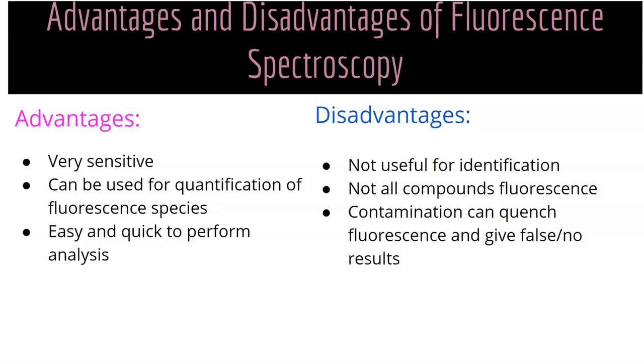What are some of the disadvantages? Well, it's not very useful for actual identification. Secondly, not all compounds fluoresce. Sometimes you can put the light to the compound with a probe attached to it and there is no fluorescence. And thirdly, contamination is an issue and it can quench fluorescence and give false or no results. And when I say quench fluorescence, it means that it prevents it from being able to fluoresce, and then you get a negative or false result.